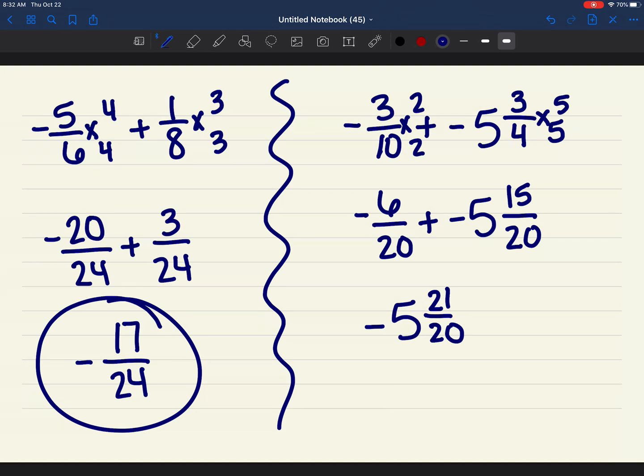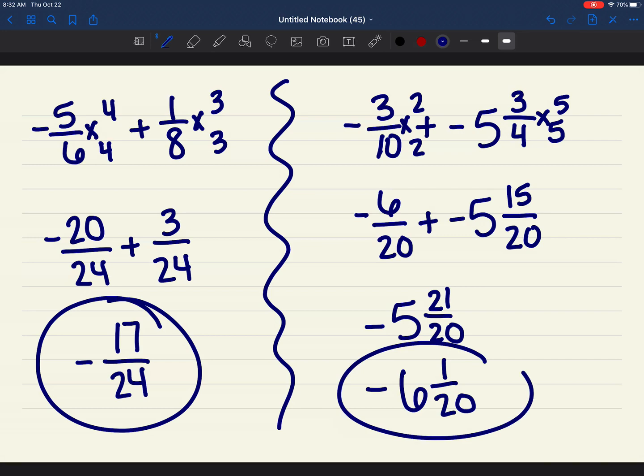You've got to keep your rules for addition and subtraction separate from multiplication and division. Rules for addition say when signs are the same, you add and keep the sign. Okay? Would this be my final answer? No, why? Okay, 21 over 20 is equal to what? 1 and 1/20, so you add the 1 to the 5, and then you have the 1/20 left.